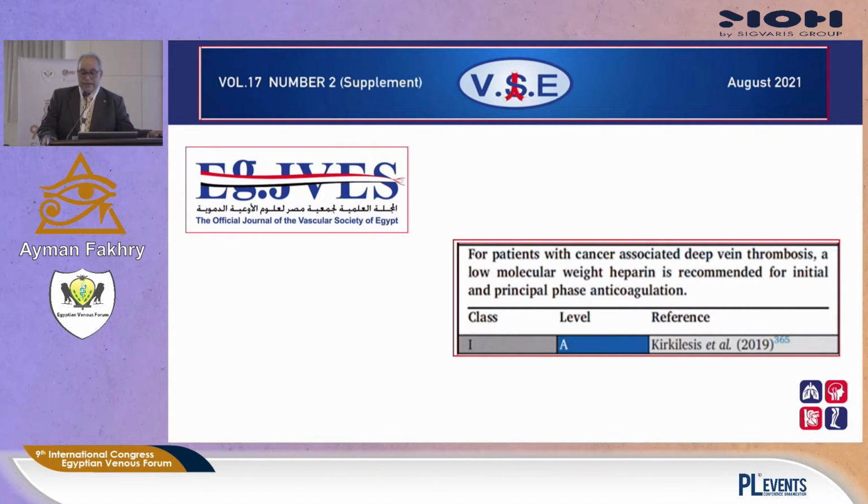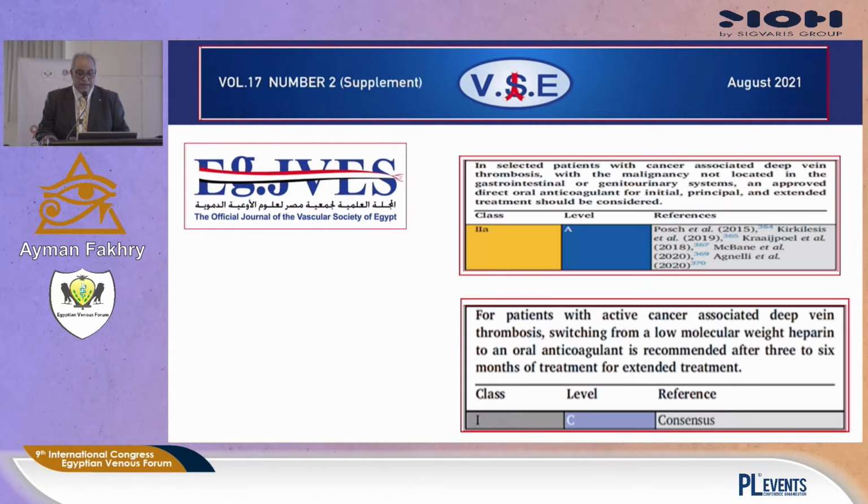It is class 1A. For patients with cancer-associated deep vein thrombosis, a low molecular weight heparin is recommended for initial and principal phase anticoagulation. This consensus was published in the year 2020. As you see, they emphasize the role of low molecular weight heparin for initial and maintenance therapy for VTE in cancer patients.